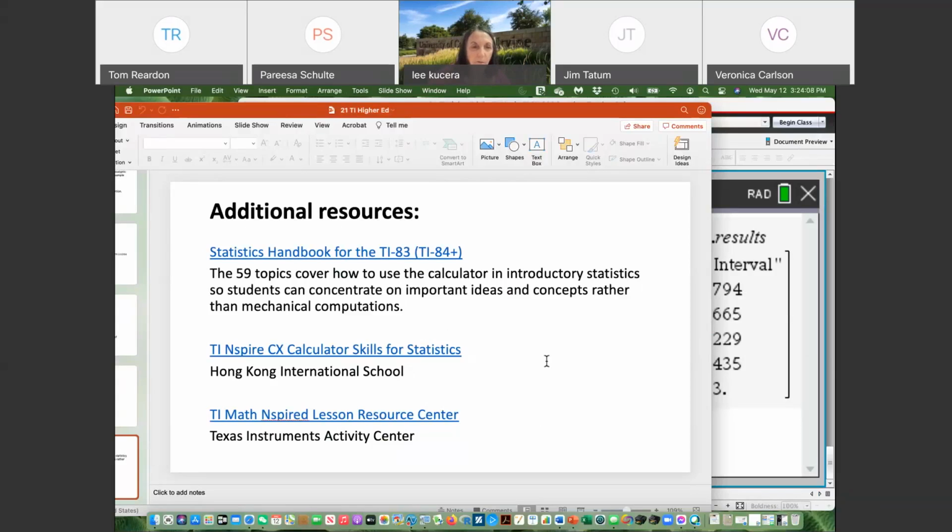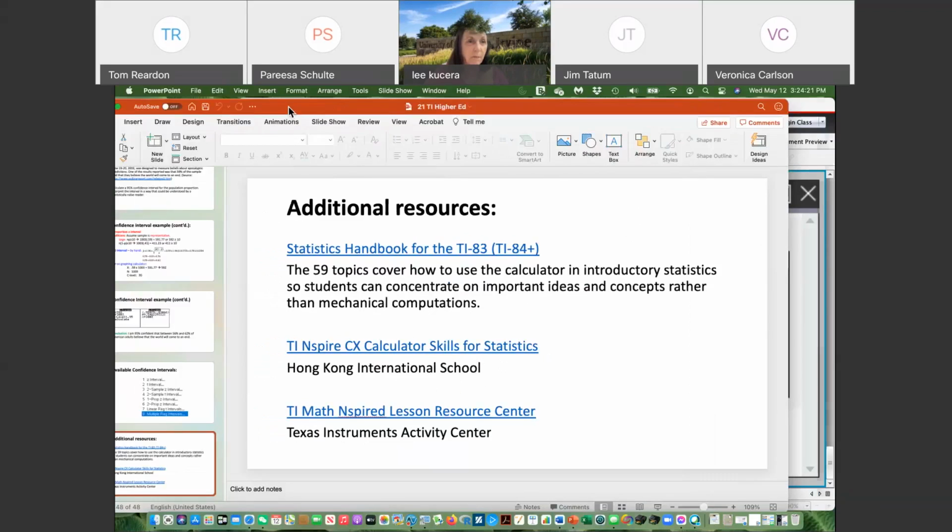There's a similar one that was put out actually by the Hong Kong International School. That's TI-Nspire calculator skills for statistics. And then again, a link to that Math Inspired. And I think I've left us with 6 minutes, which was, I think, my target.